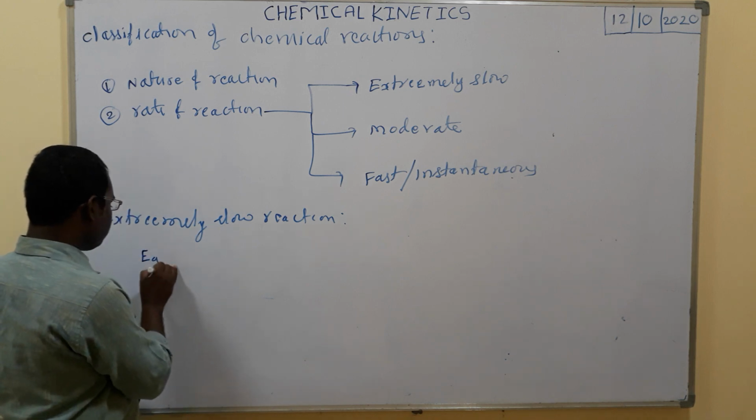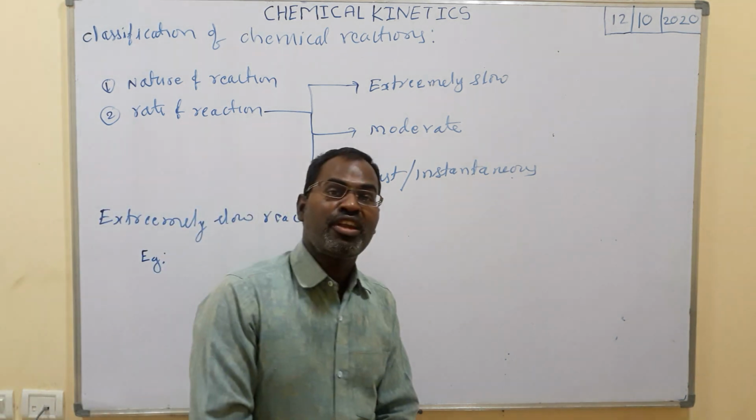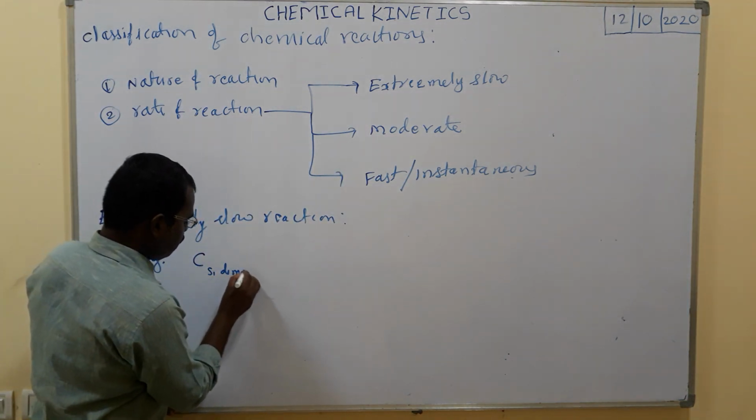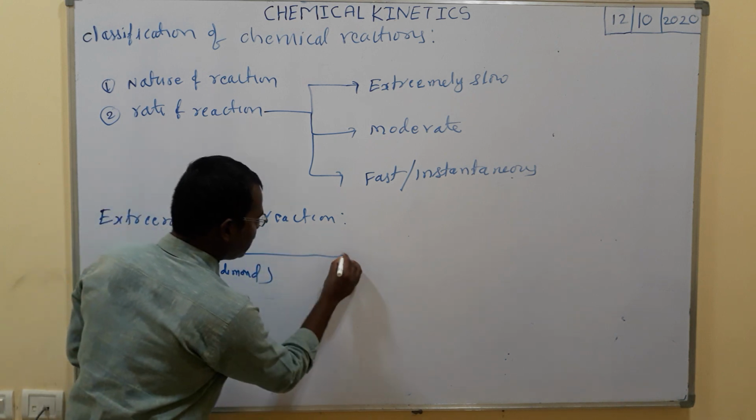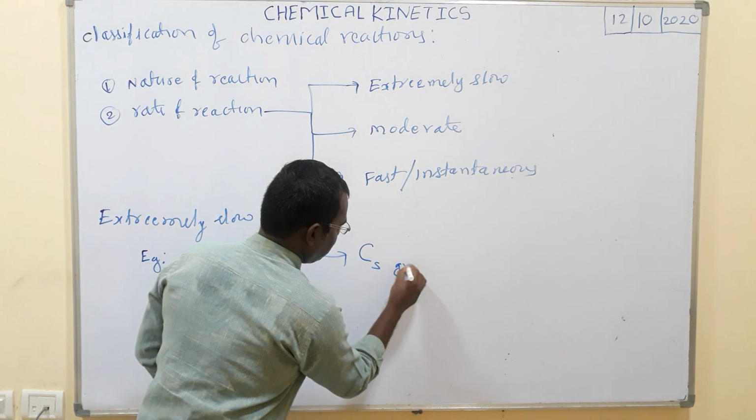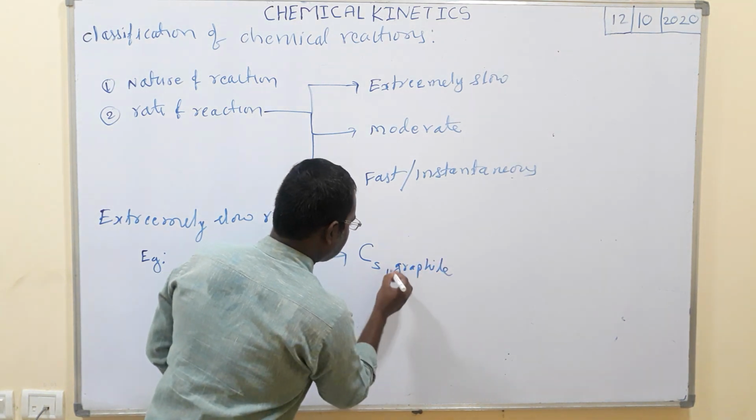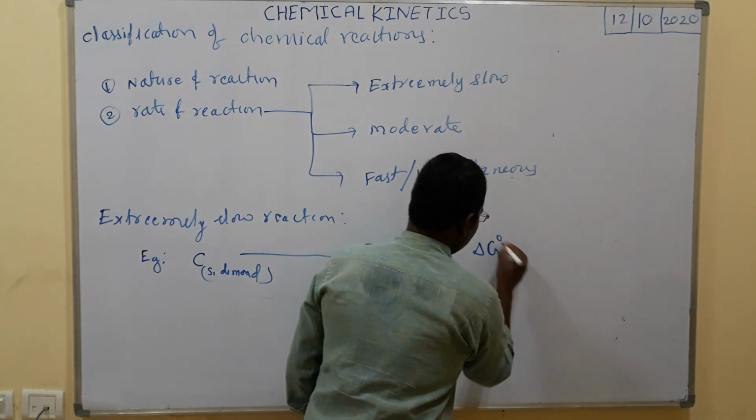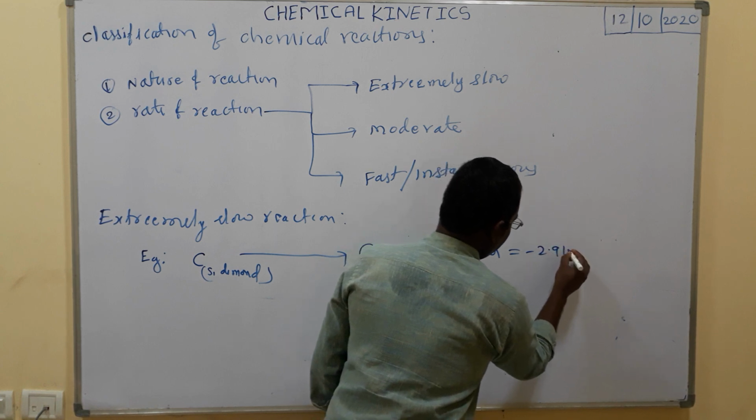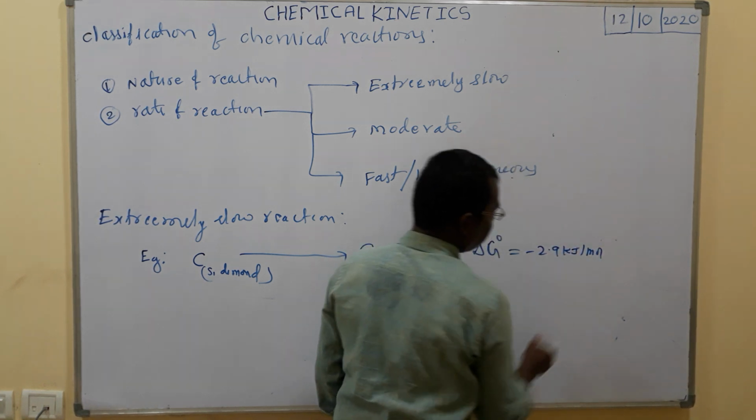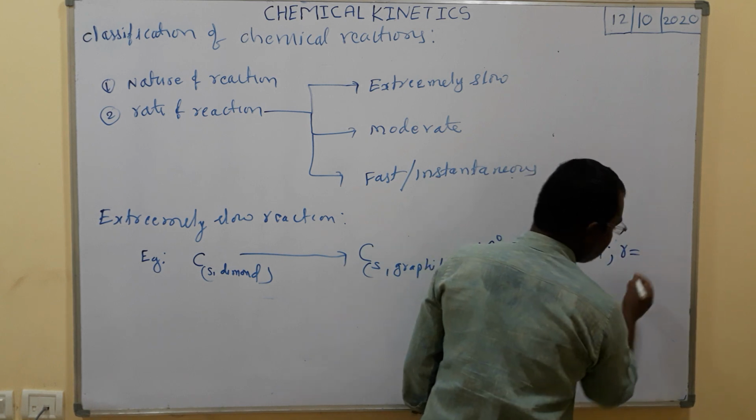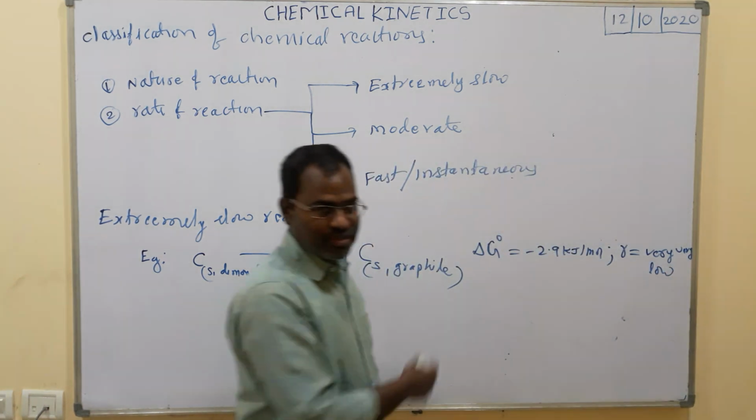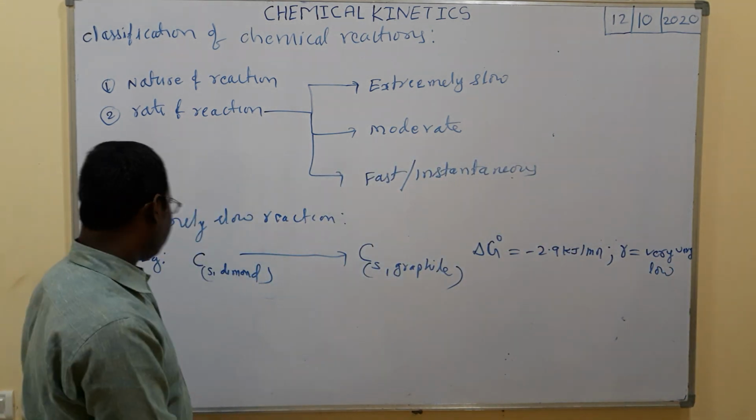For example, let us take the conversion of diamond into graphite. So take the diamond. Diamond is converting into graphite. For this reaction, delta G naught is equal to minus 2.9 kilojoules per mole. Whereas the rate is very low. So that's why it is an extremely slow reaction.